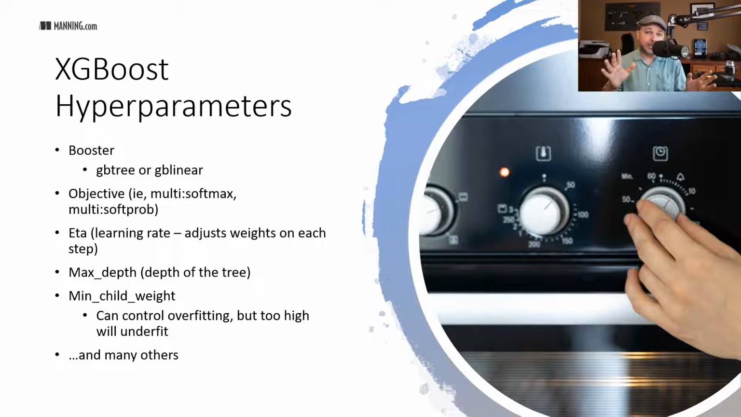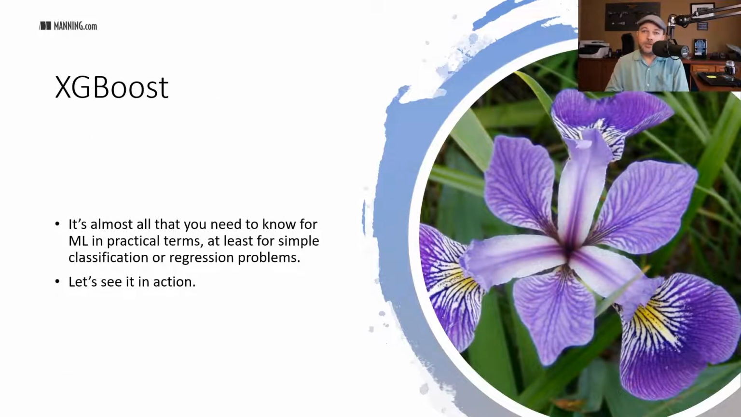So lots of knobs and dials with XGBoost that you can play with. And unfortunately, getting them right is often just a matter of trial and error. But yeah, XGBoost is kind of awesome. It's almost all that you need to know for machine learning in practical terms. I mean, for any classification problem or even regression problems, it can do that as well. Regression is where we're trying to predict a numeric value as opposed to predicting a classification, like what species of flower do I have. So let's go back to the code again and go into a little bit more depth this time and see it in action.